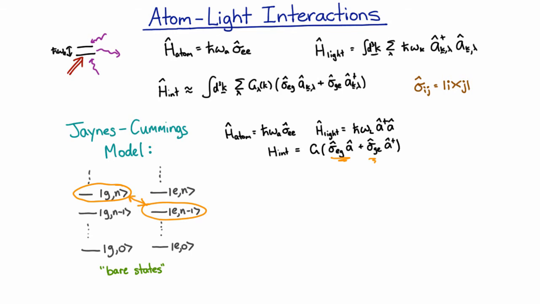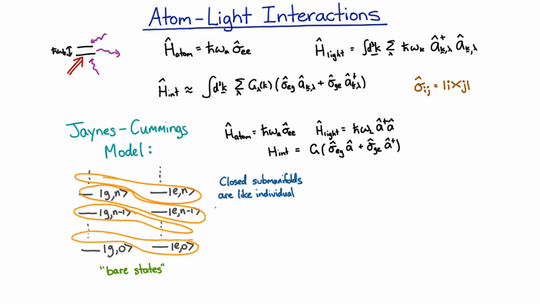And so you can see that what we have there is a closed system. That interaction term is just going to couple those two states there. It's also going to couple the next state up here with this one and the state below, and so you've got this big ladder of pairs of states, and these closed submanifolds are like individual two-level systems. And one of the really nice things about that is that it's very easy to solve the evolution of two-level systems analytically.